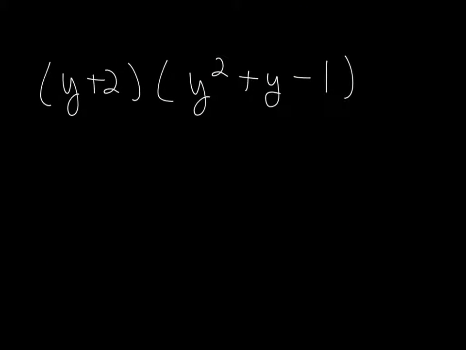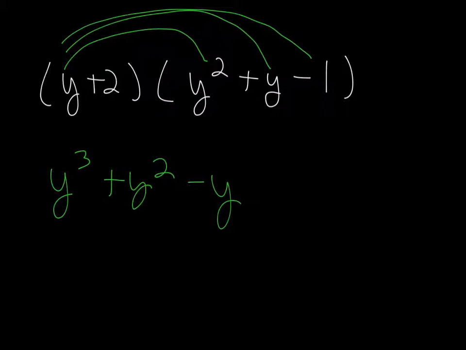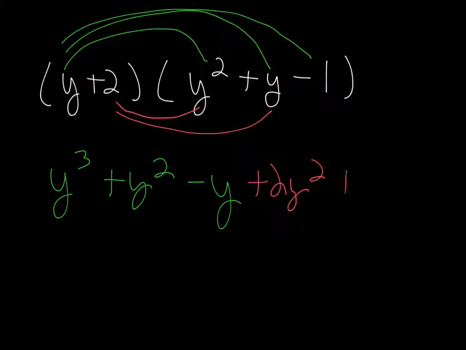Alright, so here was number 6 from your guys' quiz. So again, to do this guy, all we're going to do is distribute. Y times y squared would be y cubed. We got y times y is y squared. And y times negative 1 is negative y. Then we go on to distribute our 2. 2 times y squared is 2y squared. 2 times y is 2y, and then we finally got 2 times negative 1, which is negative 2.